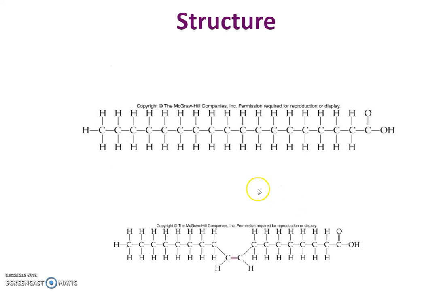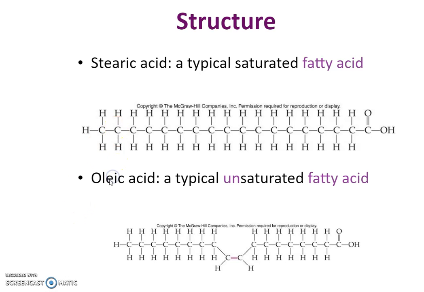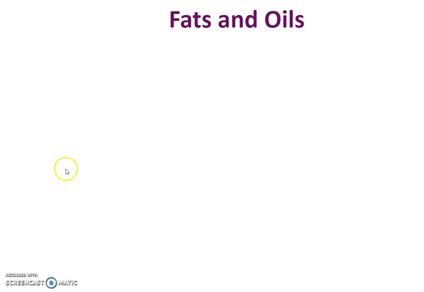And here's a classic picture of a saturated versus an unsaturated fat. The saturated fats, unsaturated fats. The double bonds are there because it's missing some hydrogens. So this is stearic acid, a typical saturated fatty acid, and here's oleic acid, a typical unsaturated fatty acid. Here's a whole list of common saturated and unsaturated fatty acids. You don't really need to know any of these. It's just some examples of some found in your body.